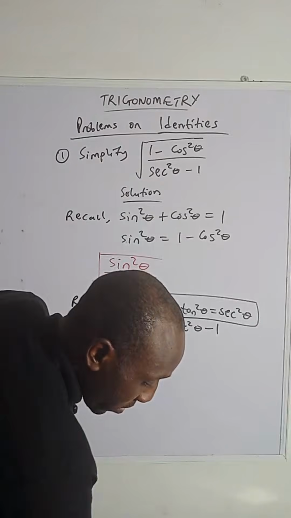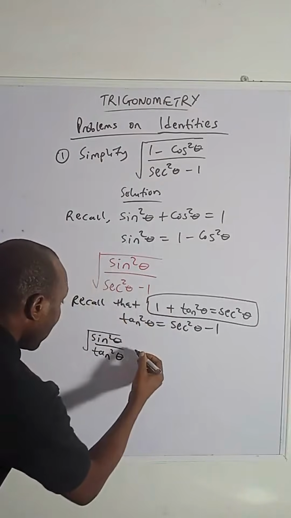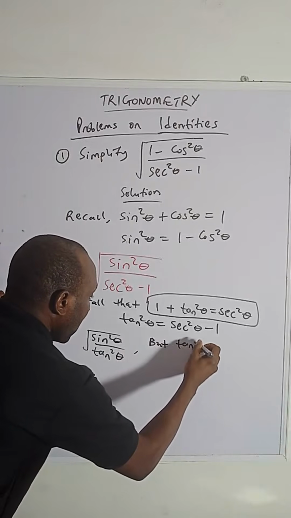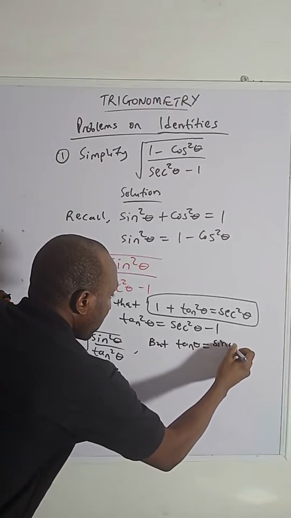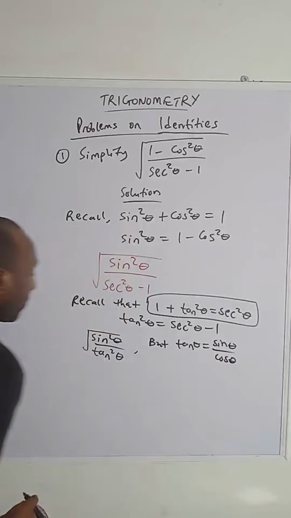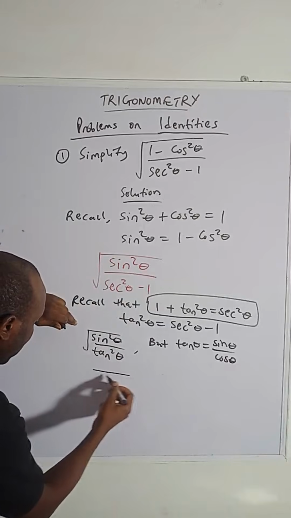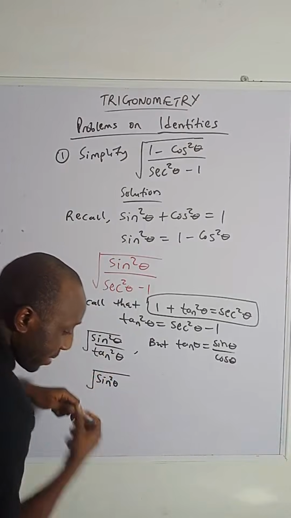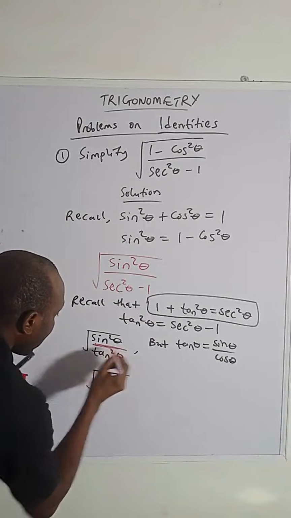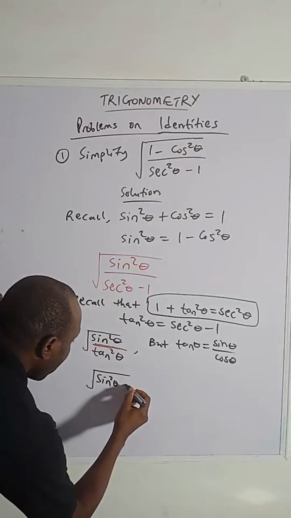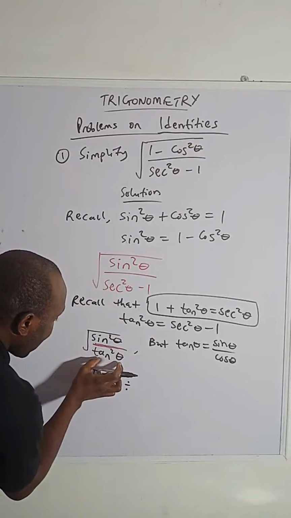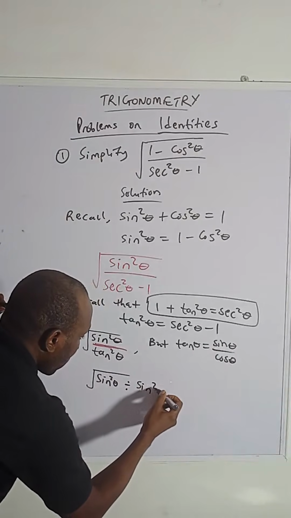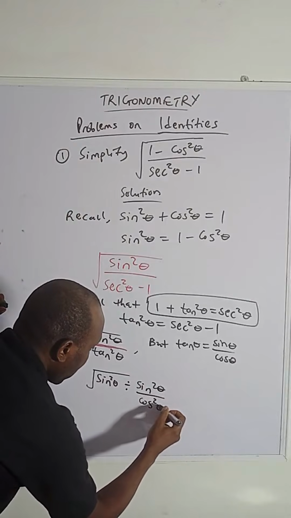Tan theta is equal to sin theta over cos theta. So what I write here is sin square theta, divided by tan square theta. I will replace tan square theta with sin square theta over cos square theta.